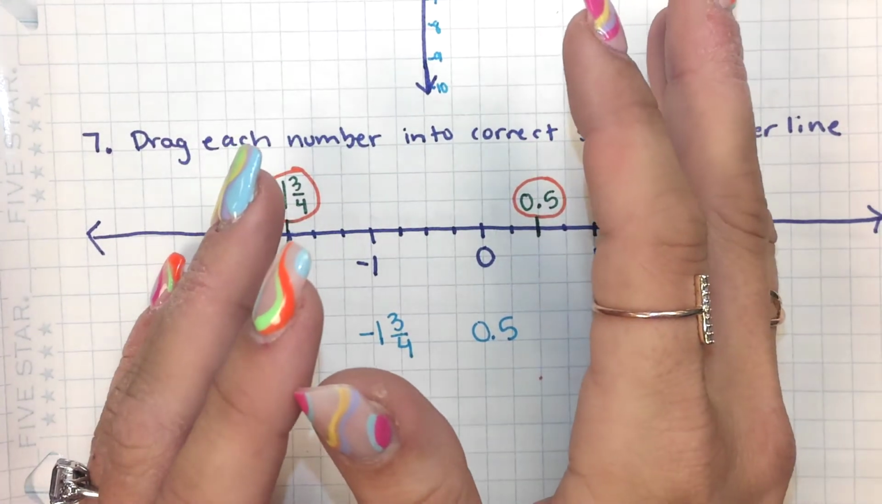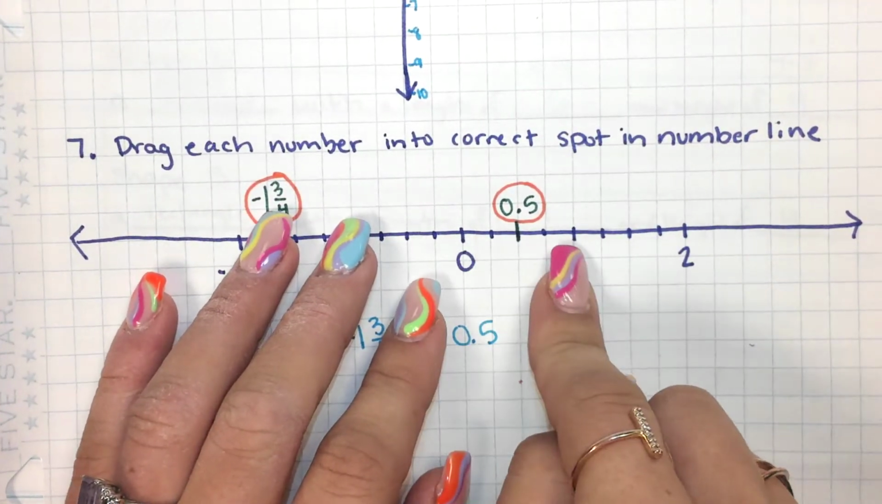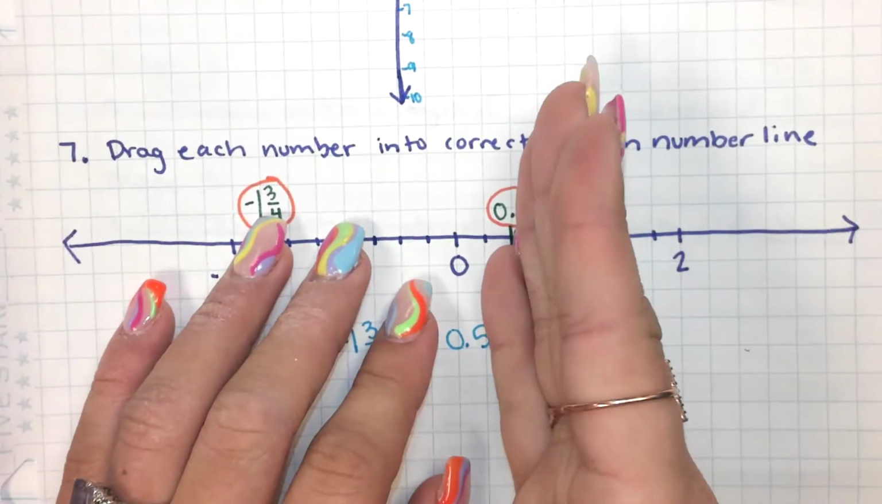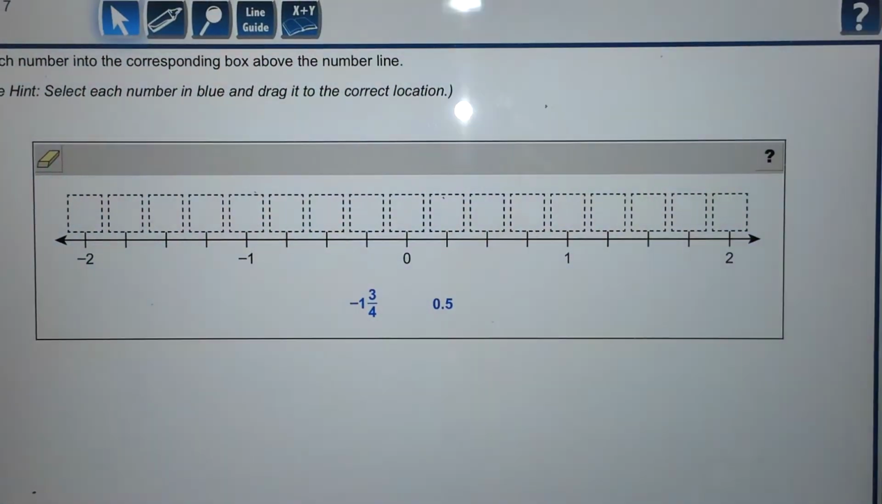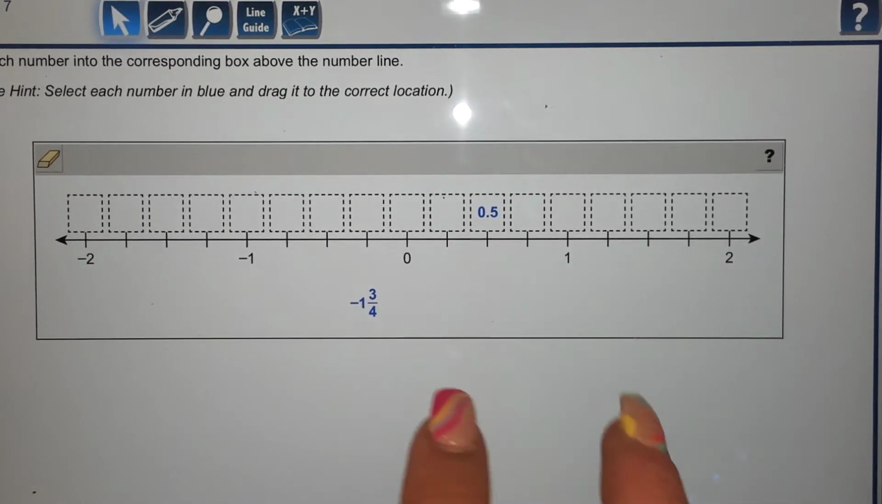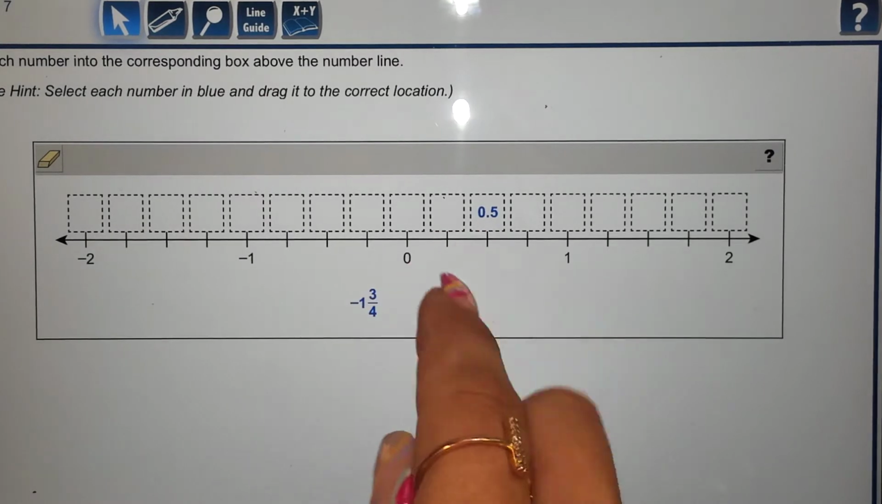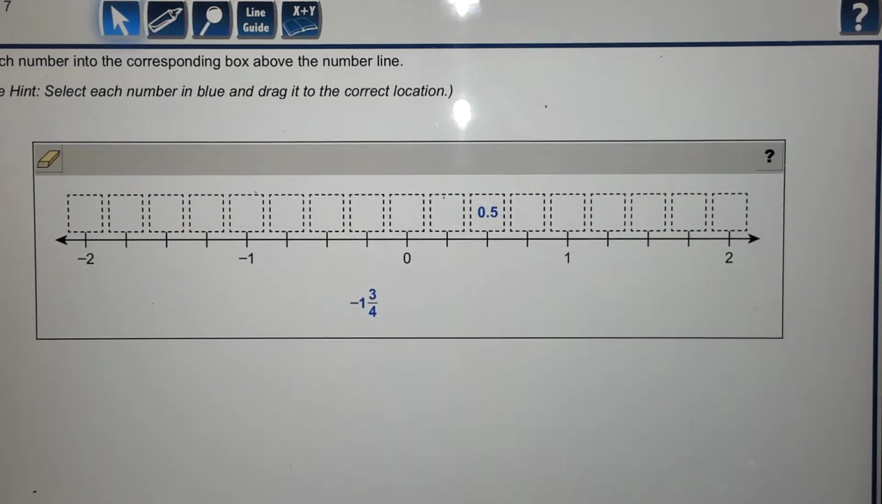It's half, right? 0.5 is half. So from 0 to 1, it's right in the middle. Okay, so make sure this is in between, right in between. I don't care how many tick marks there are. I don't care how many they put there. It's in the middle of 0 and 1, so 0.5 should be in the middle of 0 and 1, because it's half. Do y'all see that?